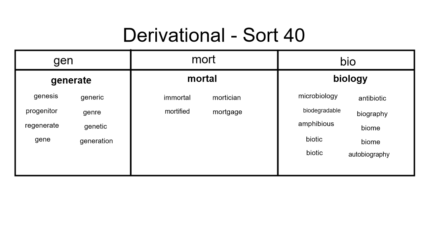A biography is the written history of the life of a person, while amphibious means that it's something that is capable of living in water and on land. A biome is a habitat with a specific climate and plant life, while biotic is anything that regards living matter. Our last word in this column is autobiography. An autobiography is the true life story written by and about the author. As you sort your words this week, remember what each Latin root means and how it fits in with the meaning of the word.